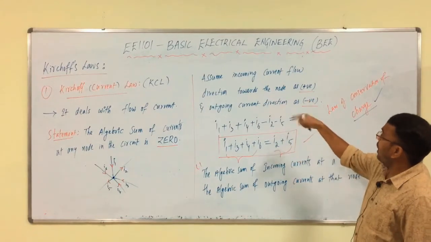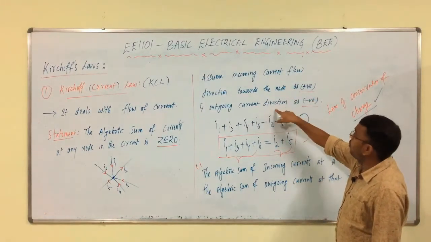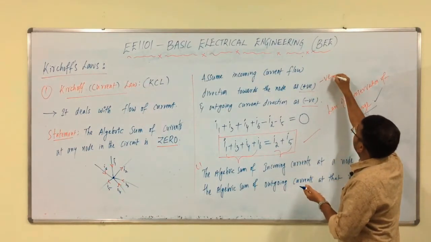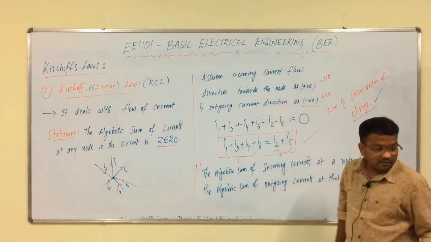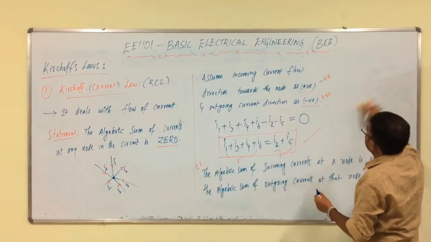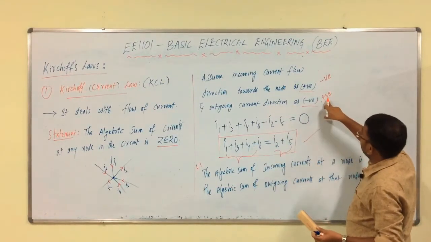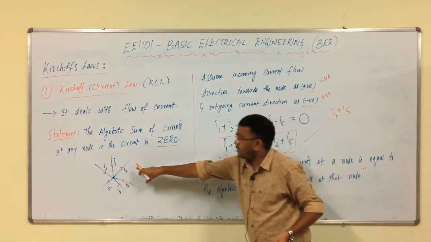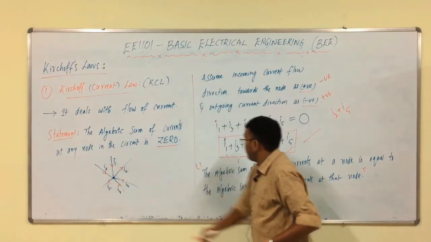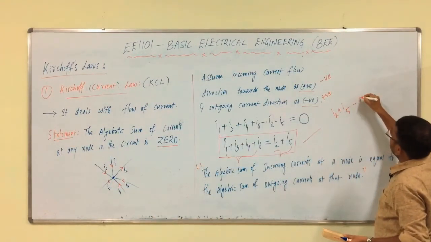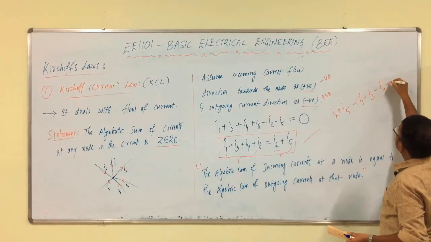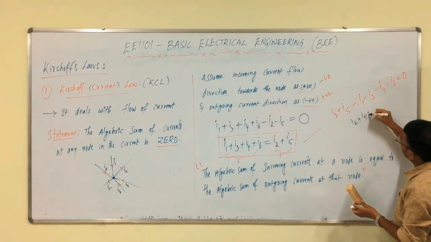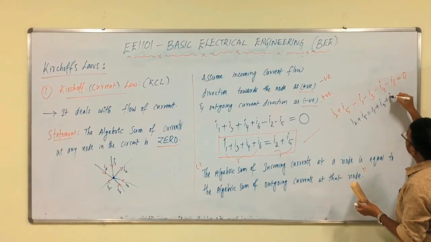For example, I assumed incoming current direction is positive and outgoing is negative. If you assume incoming is negative and outgoing is positive, let us take a look. The positive direction is I2 plus I5, the outgoing currents, which is equal to minus I1 minus I3 minus I4 minus I6 equals 0. That is, I2 plus I5 is equal to I1 plus I3 plus I4 plus I6.